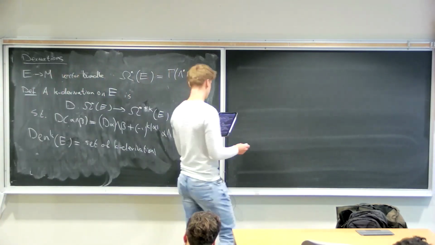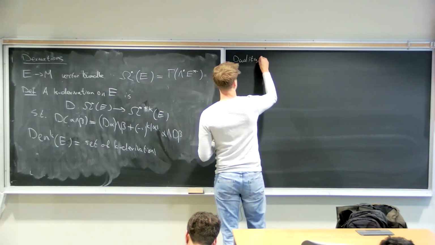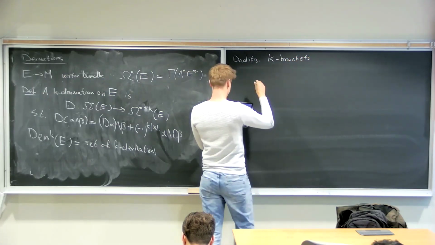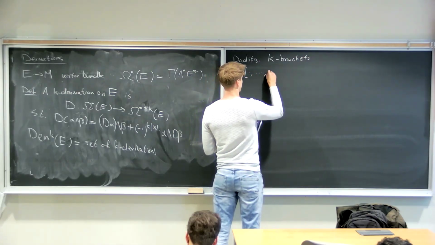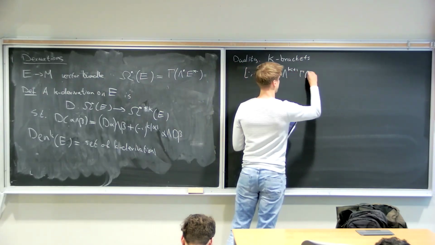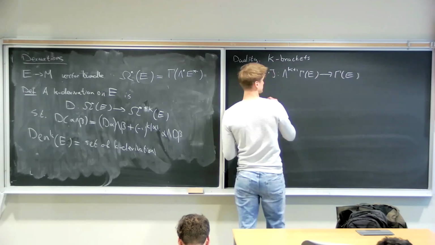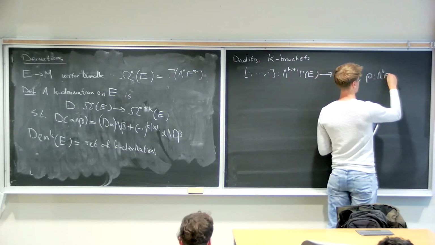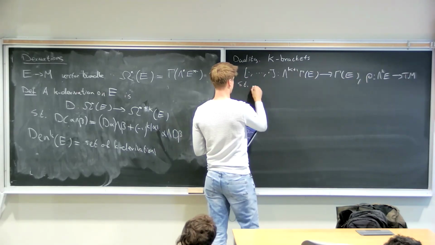These k-derivations are in duality with brackets, or k-brackets. A k-bracket is a bracket on the sections of E that takes in k plus 1 elements, and it's skew symmetric and gives us a section back. Plus an anchor from the wedge^k E to TM, or a symbol, that also satisfies the Leibniz rule.